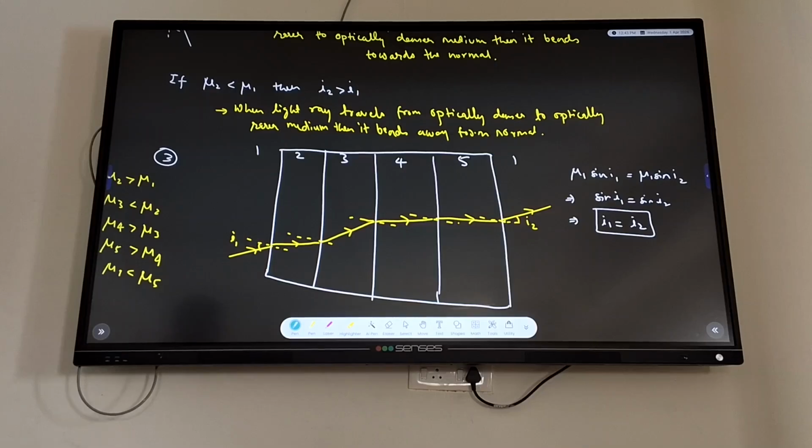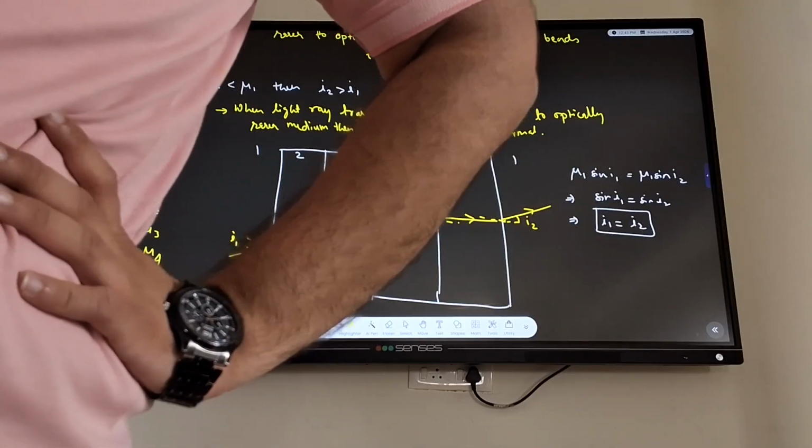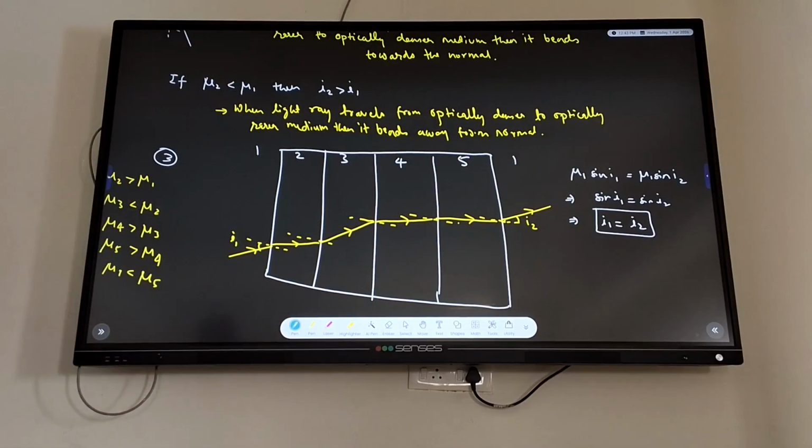Given this information, I think you can do the next questions. So try question number 4 onwards. 1.5 is given. What is the angle they are asking? Find the angle.